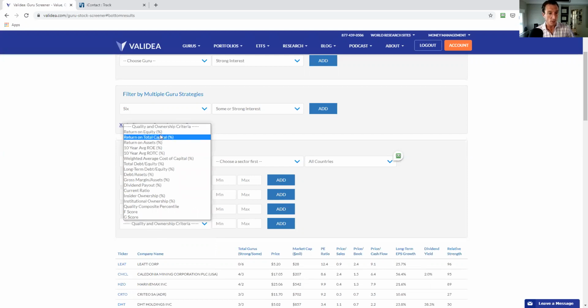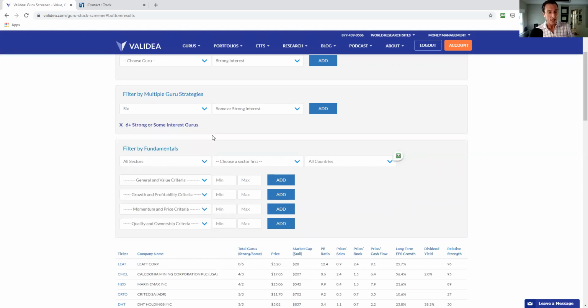So things like return on equity, even a 10-year average return on equity, return on capital, long-term debt to equity, the current ratio, insider ownership. We also have the F score, which is based on Piotroski's work, and the G score, which is based on Mohanram's work. So there's quite a bit of things you can do here to dig in and really uncover investment ideas using the Guru Stock Screener and customize it to the way that you want.